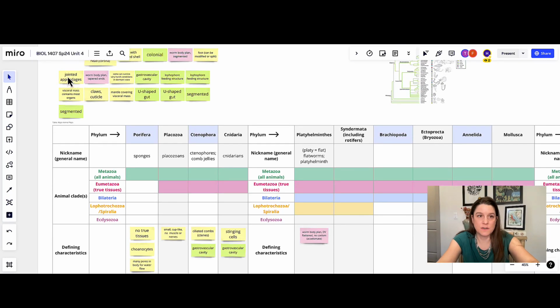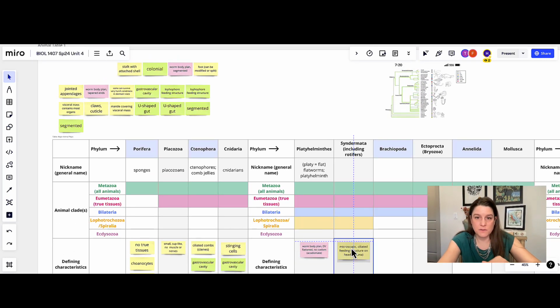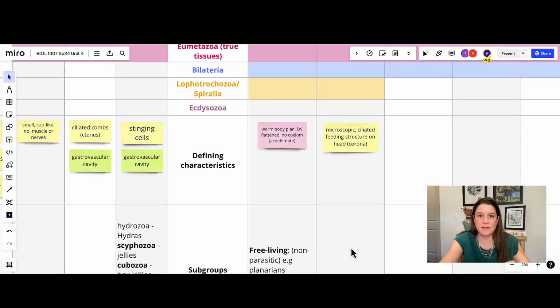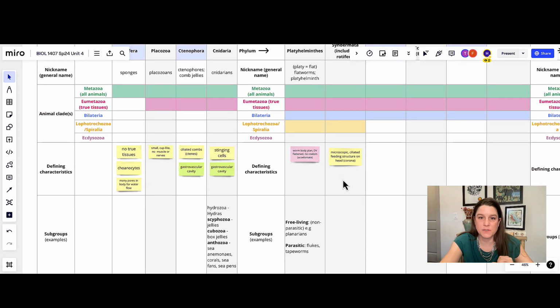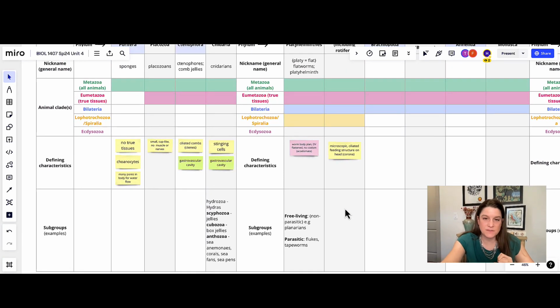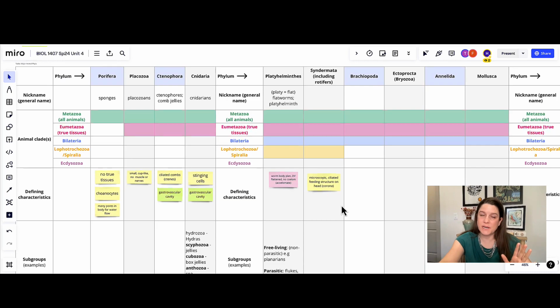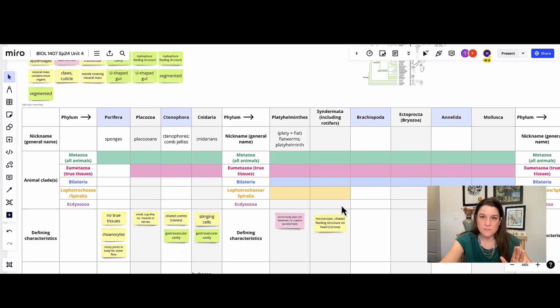Let's put this over here. And you can look at the picture of the rotifer on the slide. Maybe I'll pull it over here later. We don't need to know any groups of that specifically. So that's kind of what you need to know about rotifers.